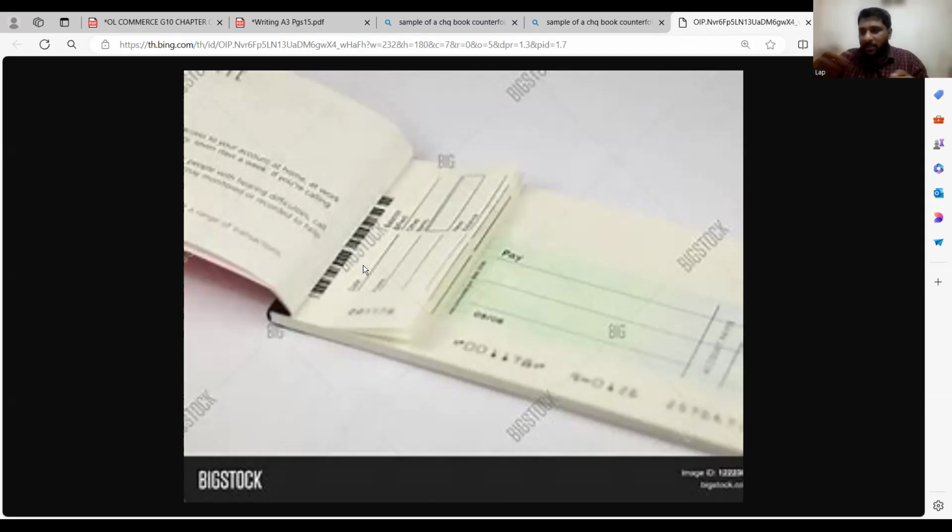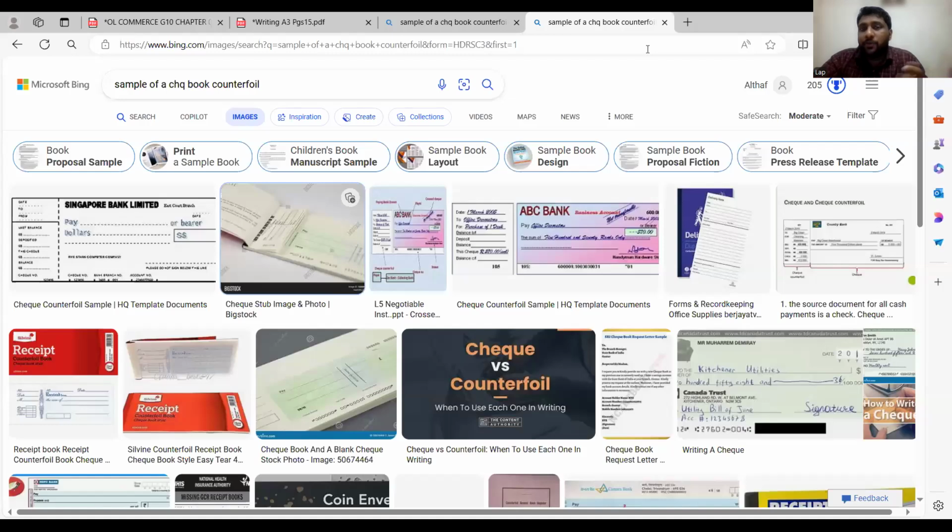Like when you tear the ticket, you will have a small part. That part only we will call the counterfoil. So again, it is a source document, like a proof document that we can use. And you have the bank statement. So what is this bank statement? At the end of the period, the bank will send me a statement mentioning all my transactions.